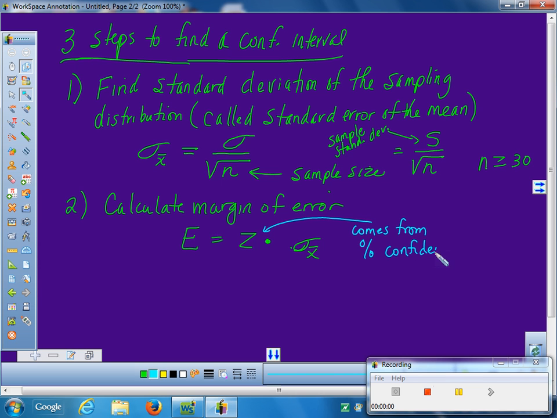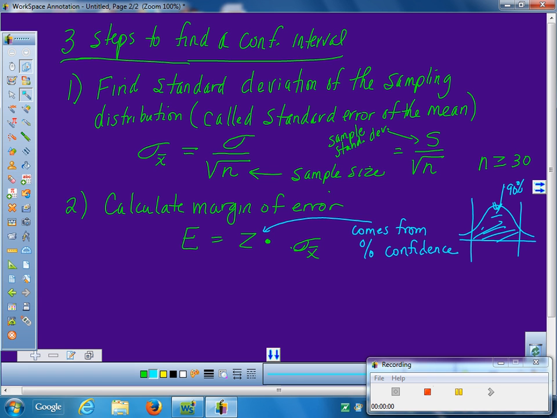So, I'll give you a quick example. I'll do an easy number here. If I said do a 90% confidence interval, that means you want to be 90% confident that the population mean is in your range of numbers. So that means you want to get the middle 90%. And then you're going to figure out what Z-score you're at to get 90%.